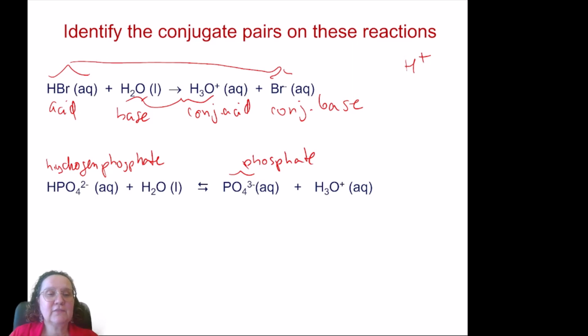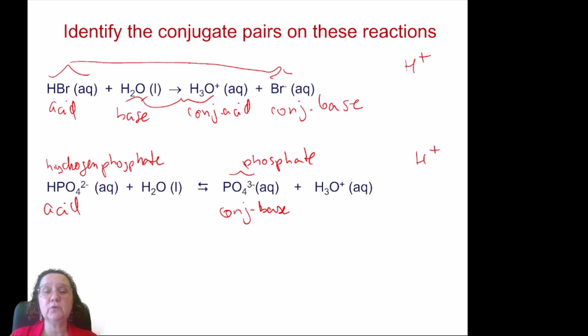So if I look at the HPO4 2-, this hydrogen phosphate anion, I can see that it has lost one hydrogen ion, one H+, and that means that there is now an extra negative charge that is not compensated by this H+. It has fewer electrons behind and has formed the phosphate anion. Because it has lost a hydrogen ion, it has donated a hydrogen ion, it has behaved as an acid. So the hydrogen phosphate is the acid, and the phosphate group is the conjugate base of the hydrogen phosphate.